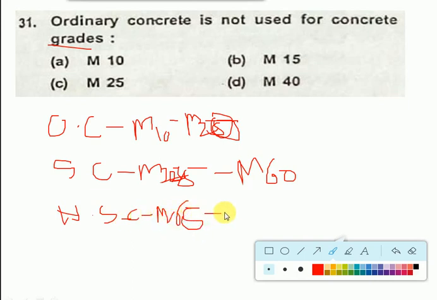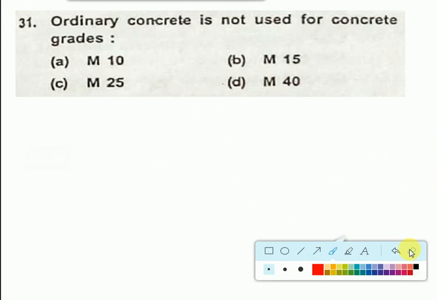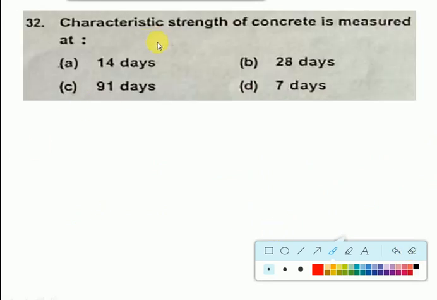M65 to M100. Please listen to my words, not my writing. Try to understand: this is from 10 to 20, this is from 25 to 60, and this is from 65 to 100. Now they are asking not the ordinary concrete, so this option will not come here. So the answer for this question is D. Very, very important. Just remember these points. Simple points. Next one.